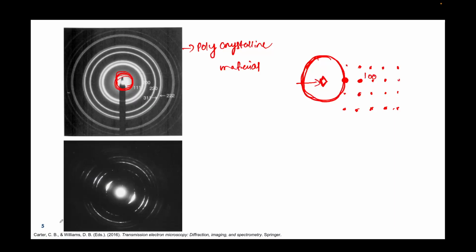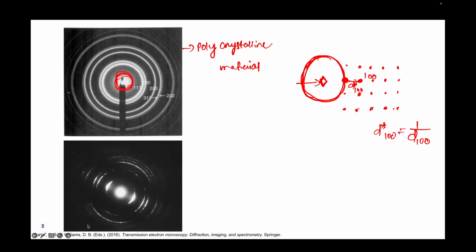How I have characterized this, that point will be 100, because this distance will always be d star 100, which is 1 by d 100, right? So the distance will be this much. Let's say I am talking about this distance, d star 100. This is a single crystal.